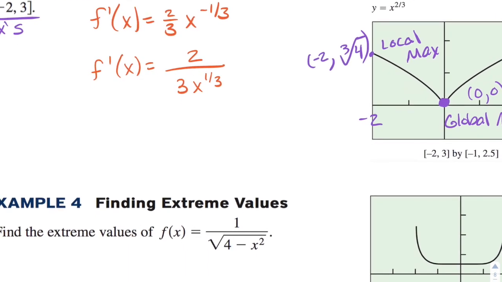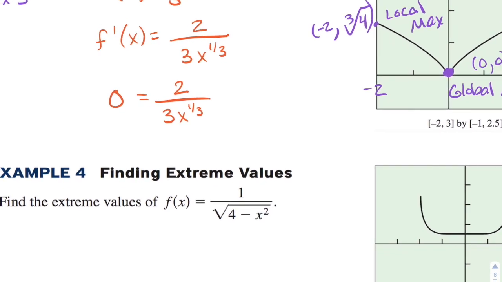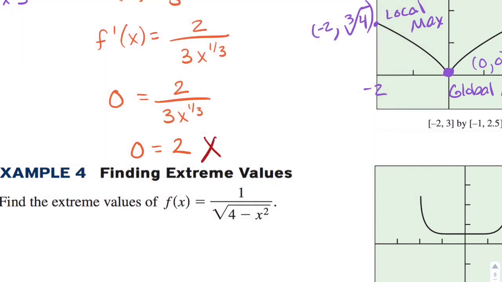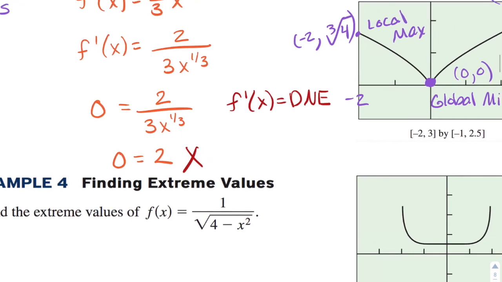So the question is, when does this equal 0? So 0 equals 2 over 3x to the 1/3. Find my cross products. I get 0 equals 2. Or you can multiply both sides by 3 times x to the 1/3. Either way, when you do that, you get 0 equals 2. 0 never equals 2. This doesn't happen. So the derivative does not exist at the location of 0.